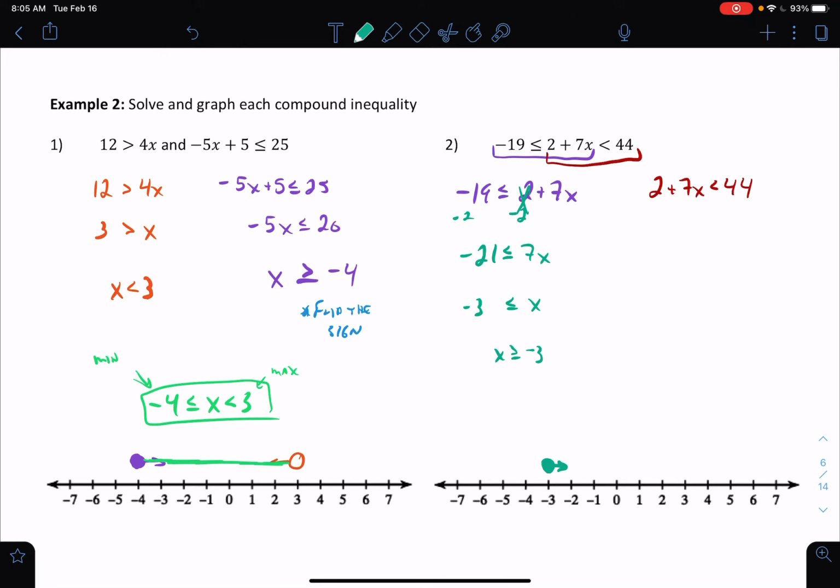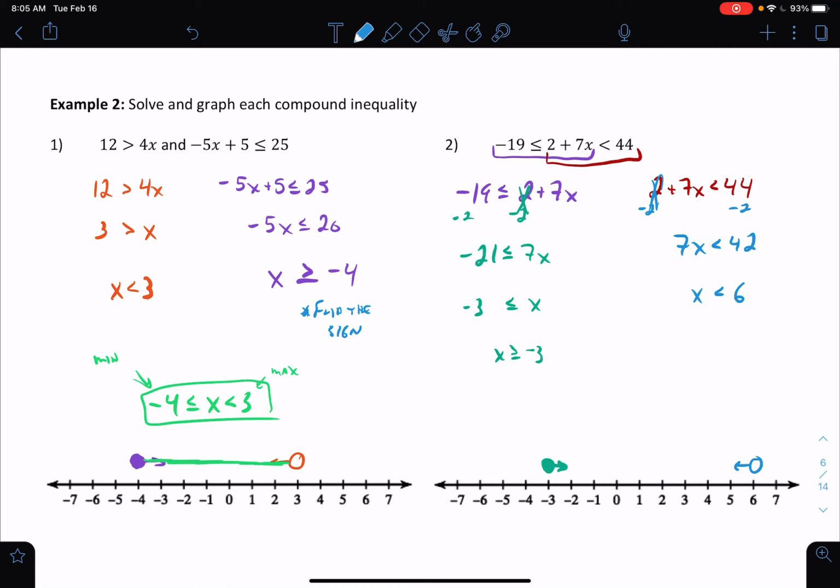Now let's look at the second inequality. 2 plus 7x is less than 44. Subtract 2 from both sides. I'll get 7x is less than 42. Divide by 7, I'll get x is less than 6. So it's an open circle at 6, shading off to the left.